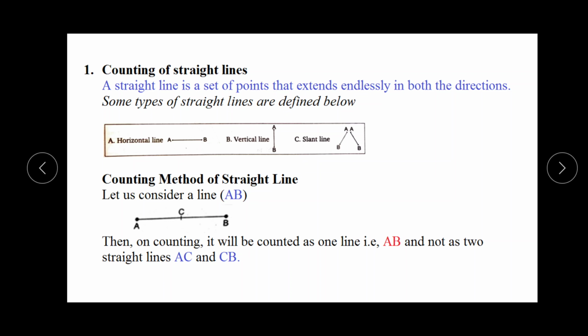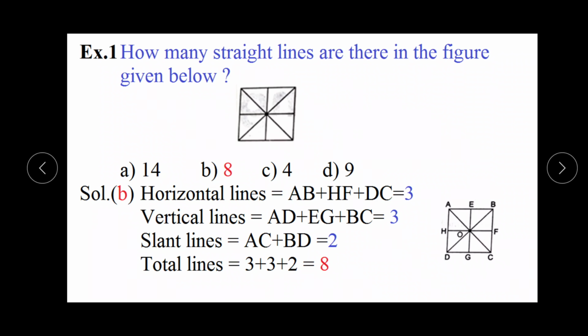Counting method of the straight line. Here, this is the line ACB, or you can say that is AB. But in this line, how many straight lines are there? AC and CB, two straight lines, or AC, CB and AB, three straight lines, or AB, only a single straight line. So there is only one line, that is AB. We will not count these as two straight lines or three straight lines.